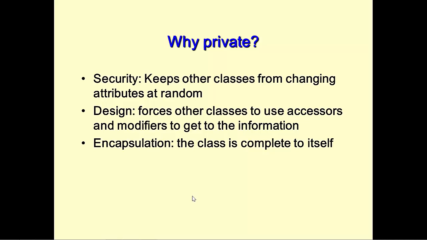Now, why would you want to mark something as being private? Well, first of all, it's for security. This keeps other classes from directly changing the attributes at random. You typically want to encapsulate everything in the class so it's complete just by itself. Also, there's a bit of design here in that it forces the other classes to use these accessors and modifiers, and you can restrict the values that they try to assign to that attribute, so that if they're outside the bounds of what you intended, you can just restrict it however you want to restrict it.